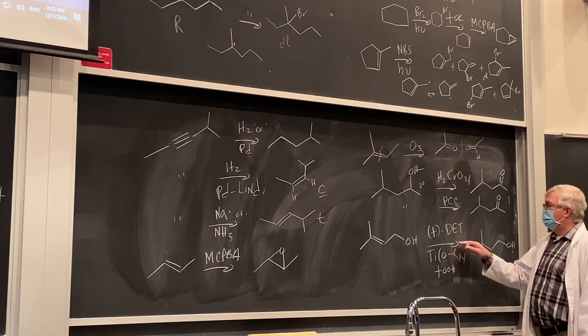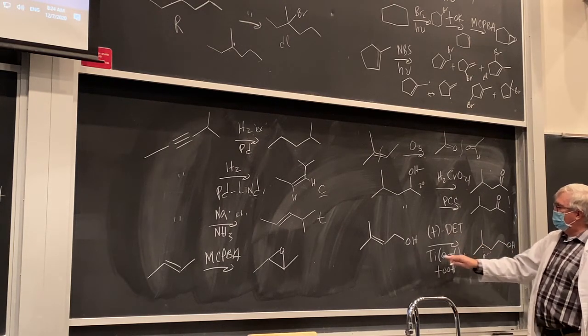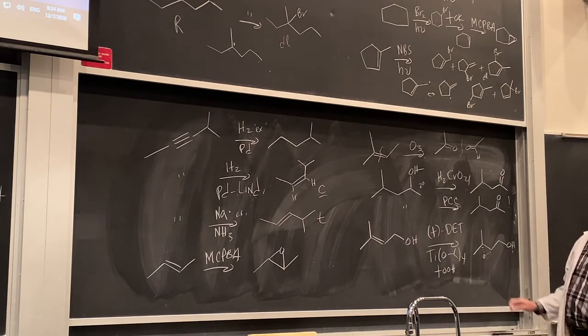Okay, so that's the tartrate, which has two stereocenters. It's a chiral catalyst, we say, and that transfers chirality to the substrate. Okay.